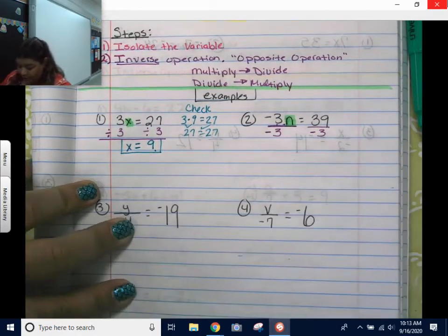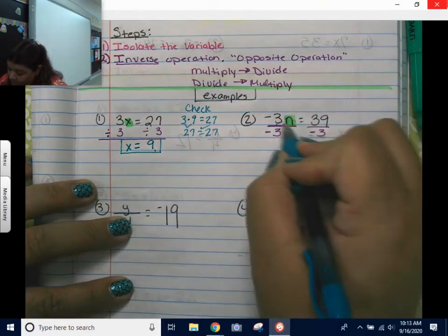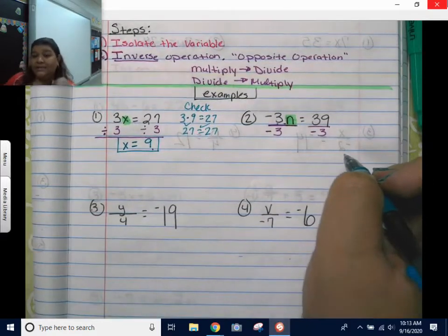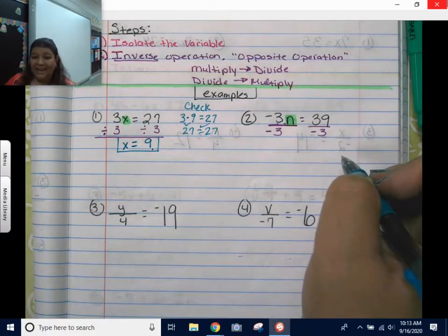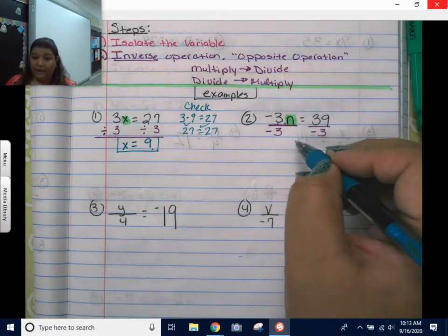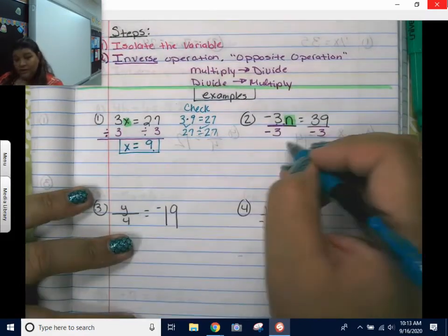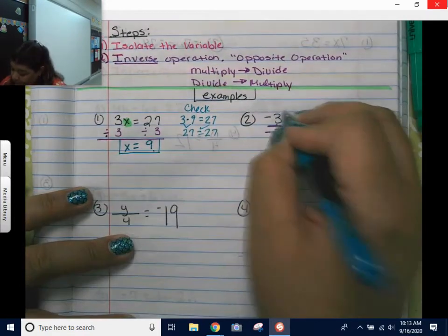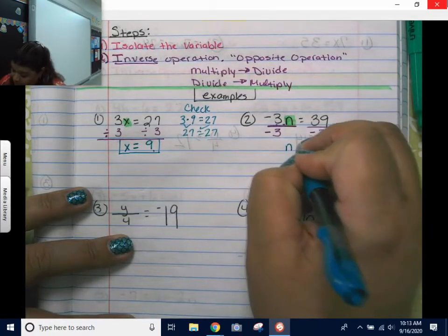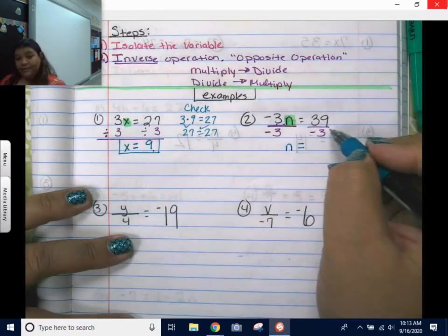So now we're going to go ahead and divide. So -3 divided by -3 is a +1. And that's the goal here, is to get that +1. Because if I had a -1, it's not going to fly because that's going to make my variable a negative. We don't want that, okay? So -3 divided by -3 is a +1. And we don't have to put a 1 down there. Remember, it's the invisible 1. And now we do the math.